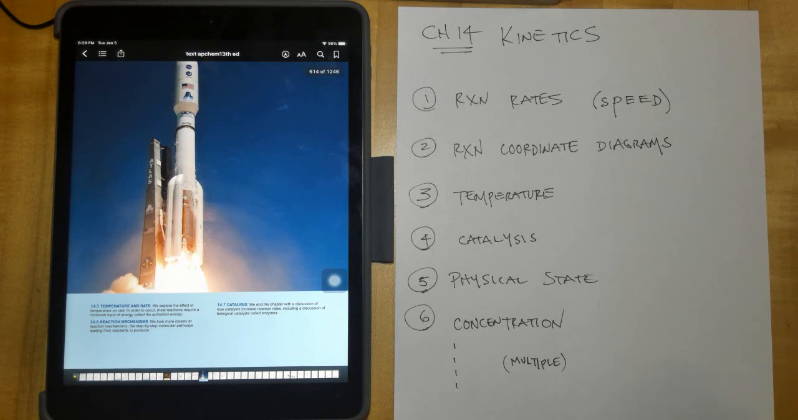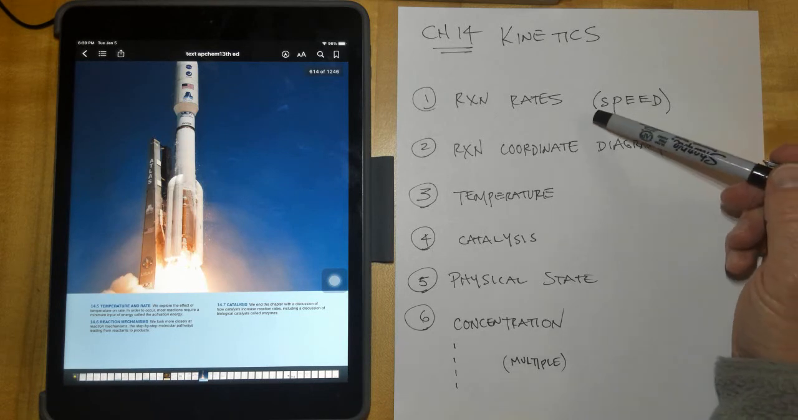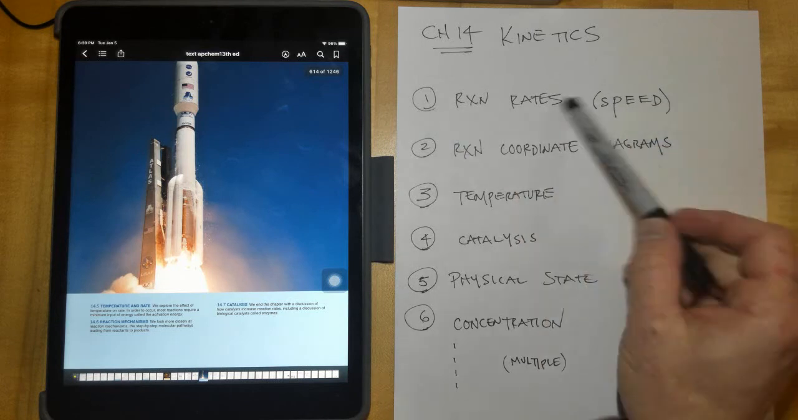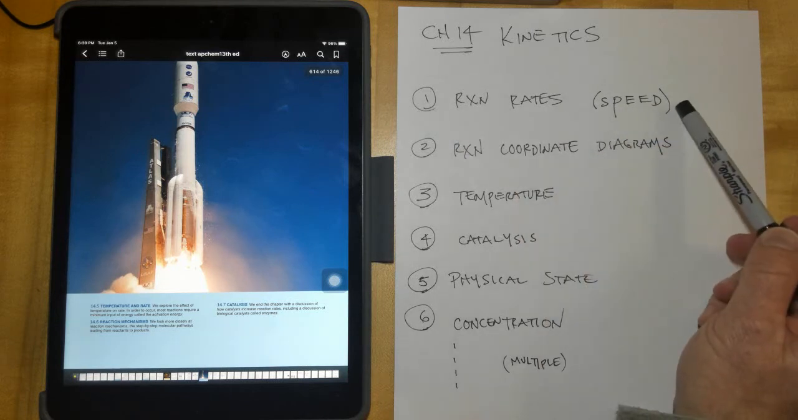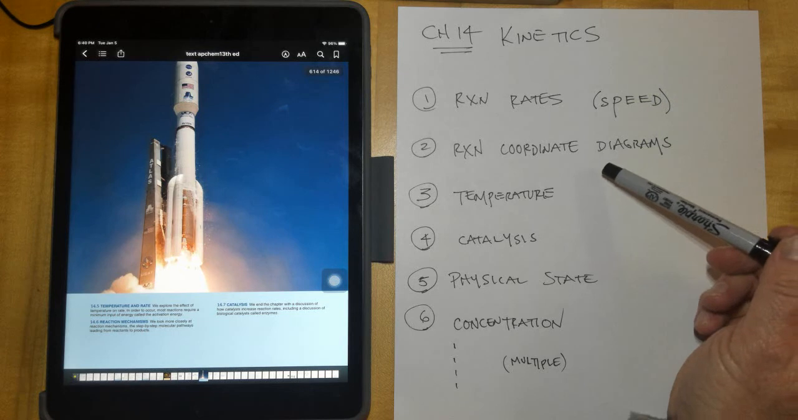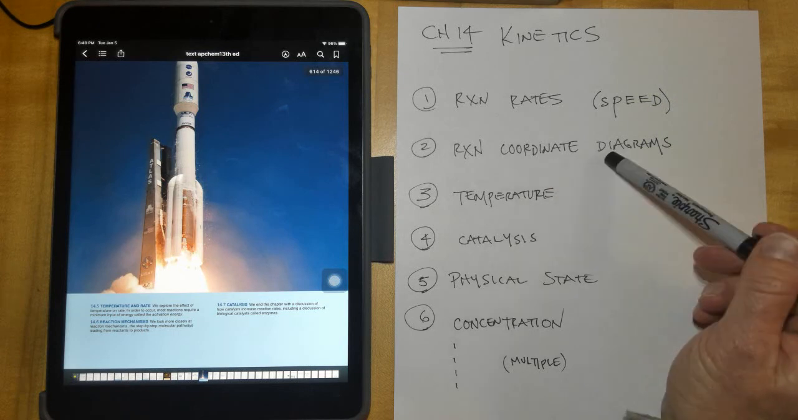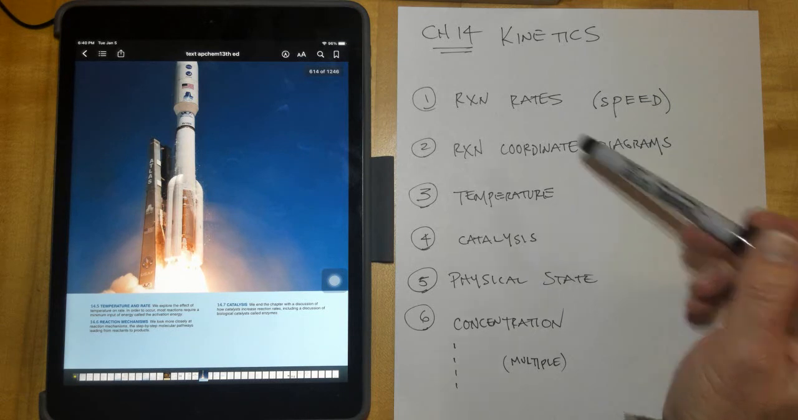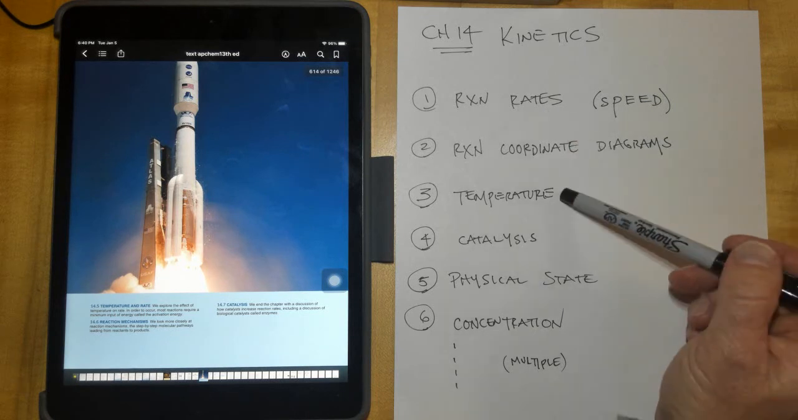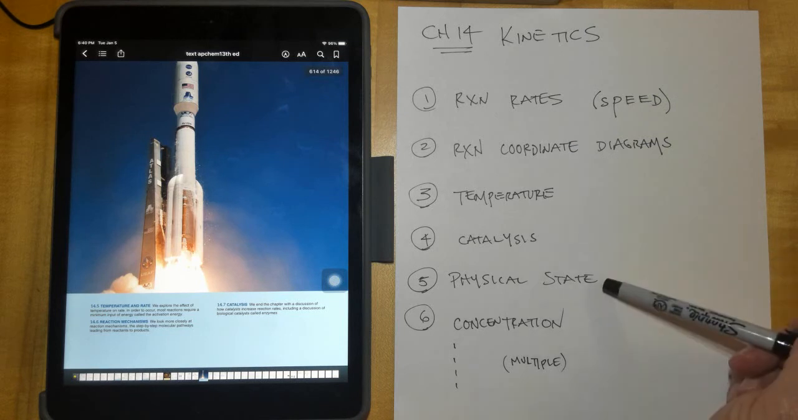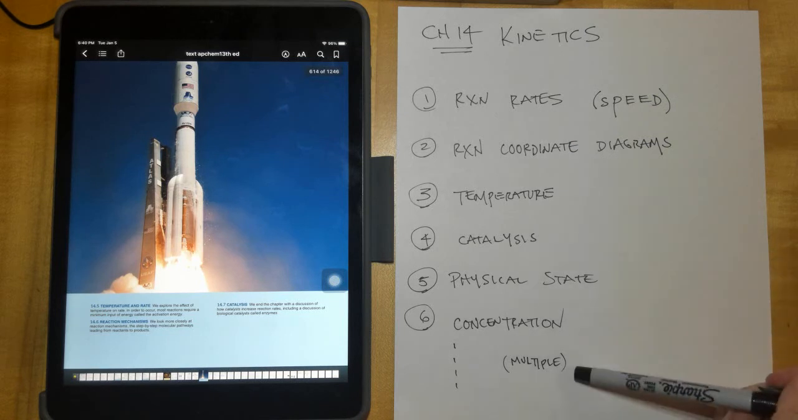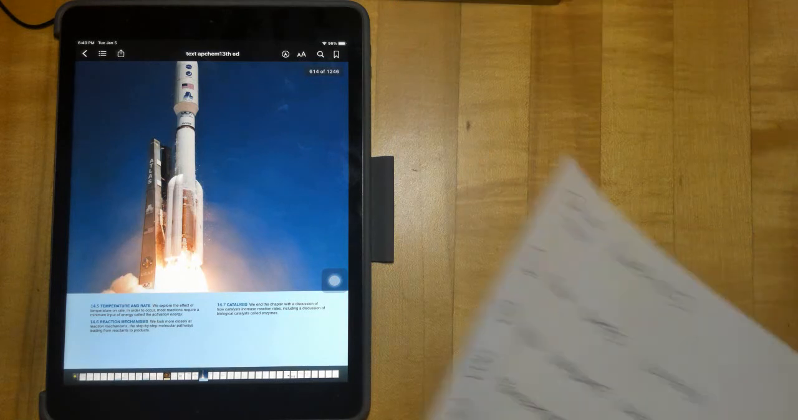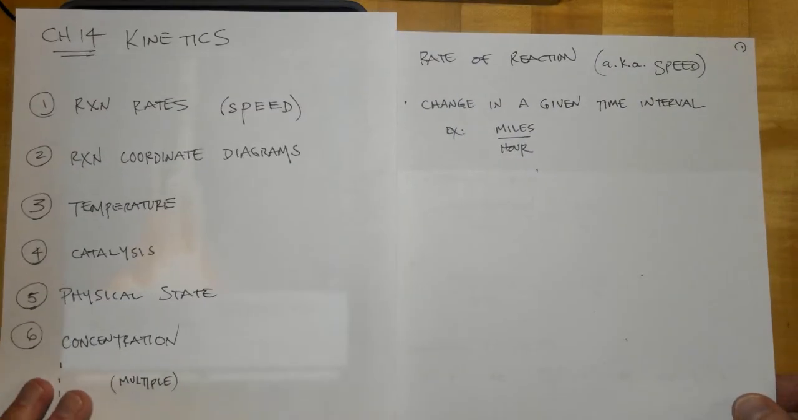And so in this chapter, you'll see videos on rates and speed of a reaction and just what the definition is. That's this video. And then you'll see one on a way to illustrate those reactions called coordinate diagrams. And then we'll look at factors that affect the rate or the speed of a reaction, like temperature, catalysis, physical state, and we'll end with a series of videos on how concentration affects the rate or the speed of a reaction. So first of all, what is rate or speed of a reaction?